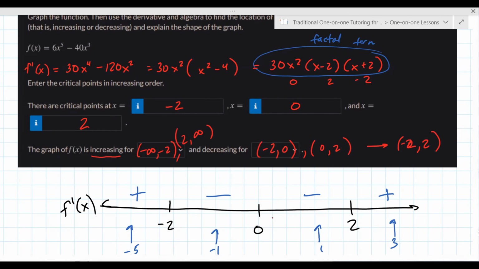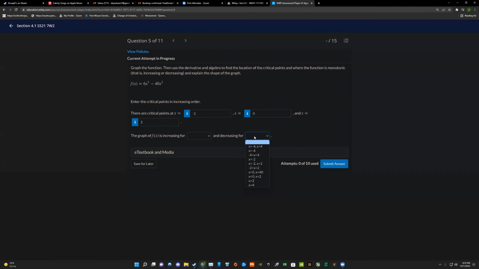This one looks a little weird. I'll screen share real quick. Okay. These are what the answers will look like. They're just using inequality notation. So instead of -infinity to -2, it's x less than -2, comma x greater than 2. That's for increasing. And then for decreasing, it is between -2 and 2, so the compound inequality. Great.